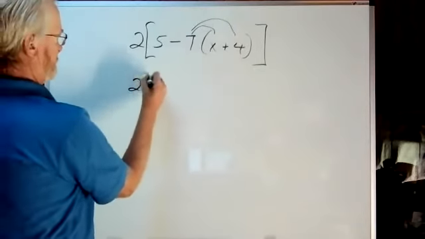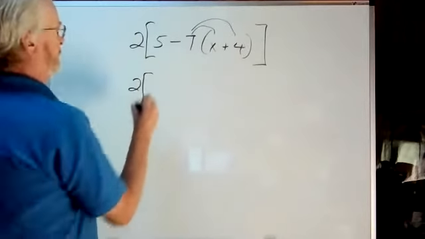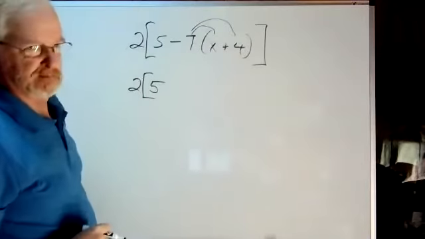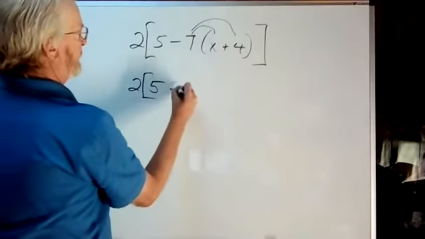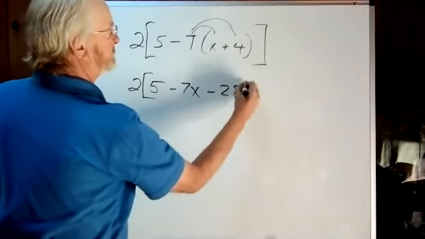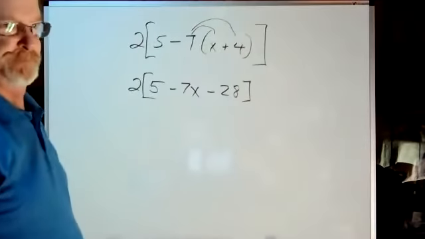But this 2, I'm not doing anything with. This 5, I'm not doing anything with. Now I'm doing negative 7 times both of those. Negative 7x and negative 28. Okay.